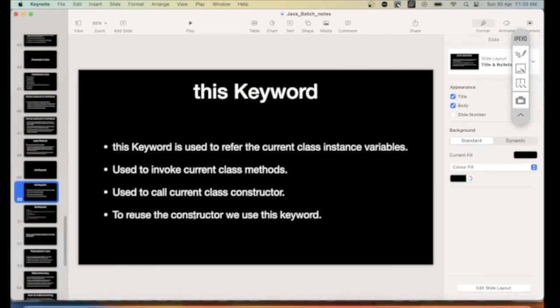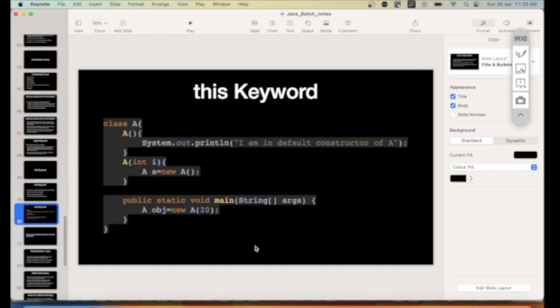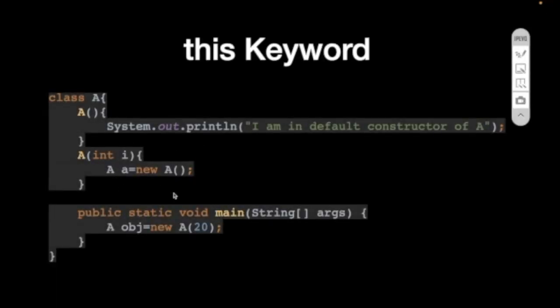Now let's open Keynote. So these are 4 points you just need to remember, and we have covered all this with examples. Now let's go to the next slide. What I have written here: first I have created the class A. Then here we have written System.out.println I am in default constructor of A. Here I have created one parameterized constructor. And in the main method I have created the object of class A by passing one argument. What do you think will be the output of this code?